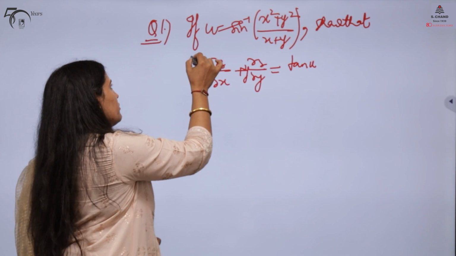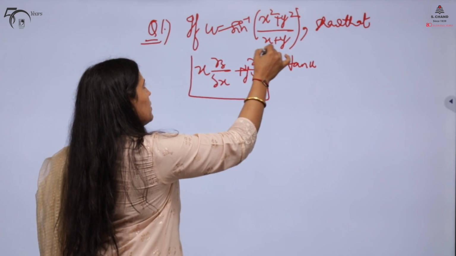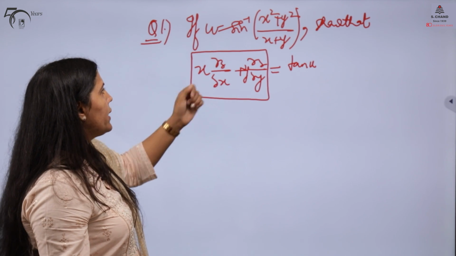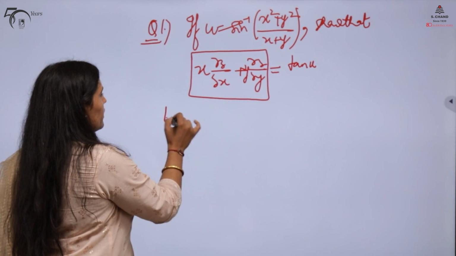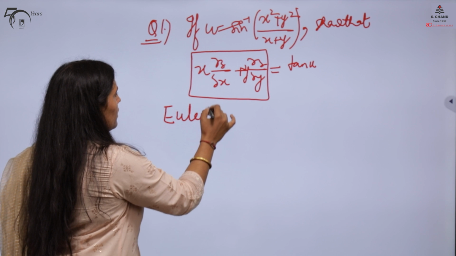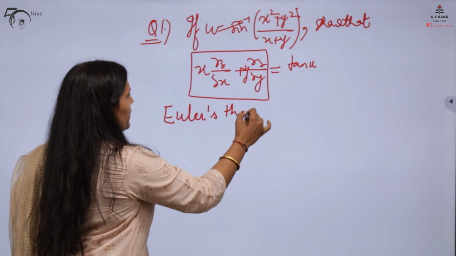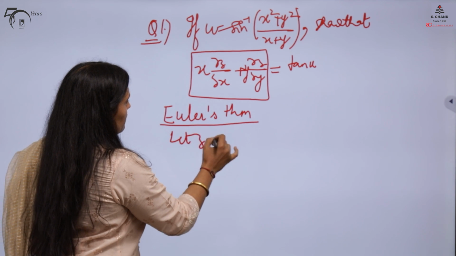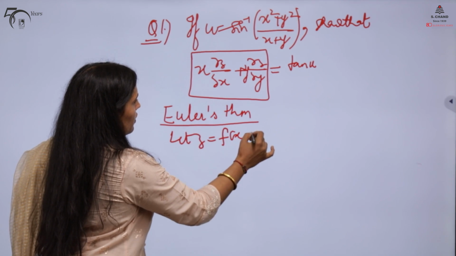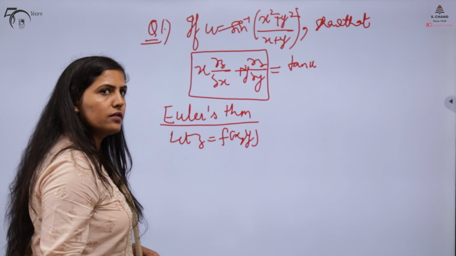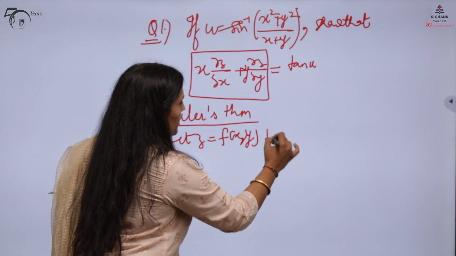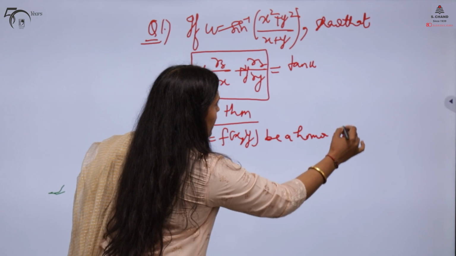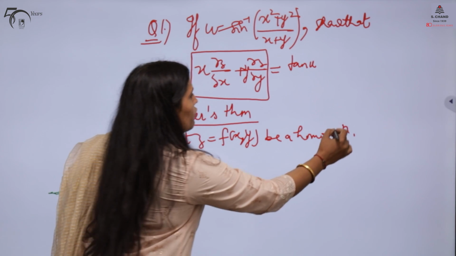Such a type of expression you just mark, because this expression can be solved only by a theorem, that is Euler's theorem. And now I'll be explaining Euler's theorem. So let z be, before solving this question, understand the theorem. Let z be a homogeneous function. It means this theorem you will be applying only for homogeneous functions.